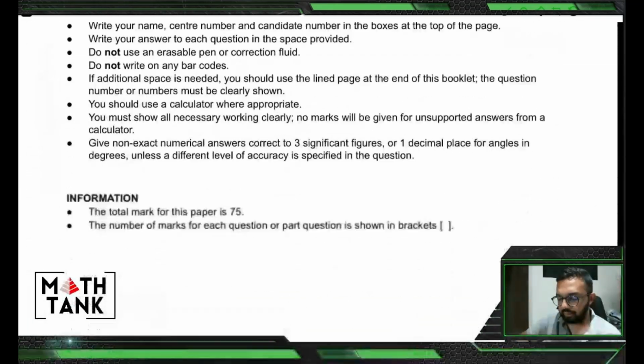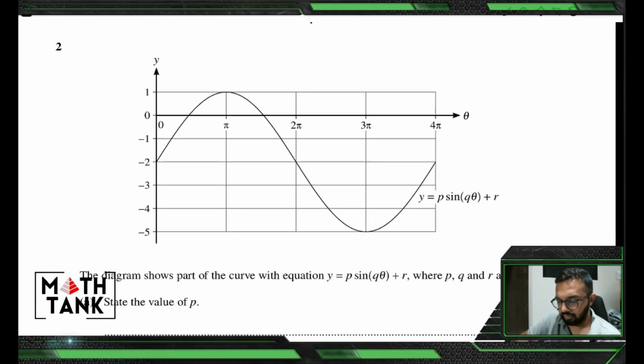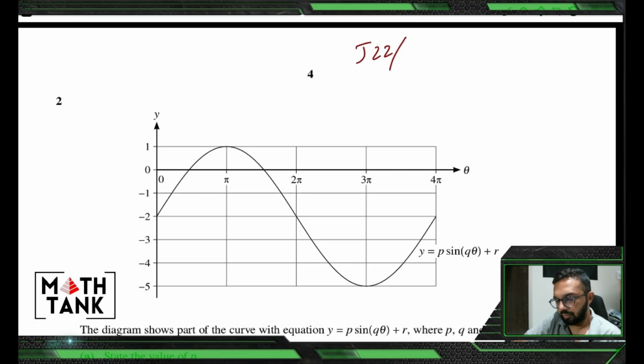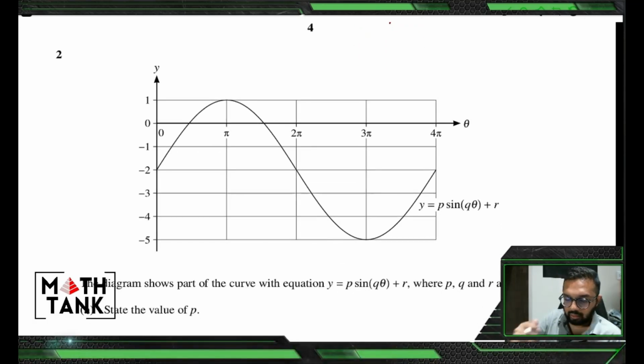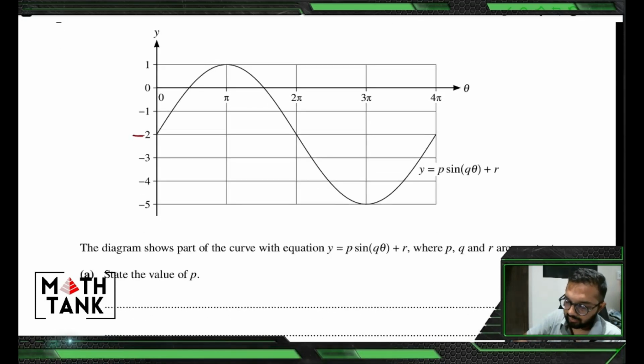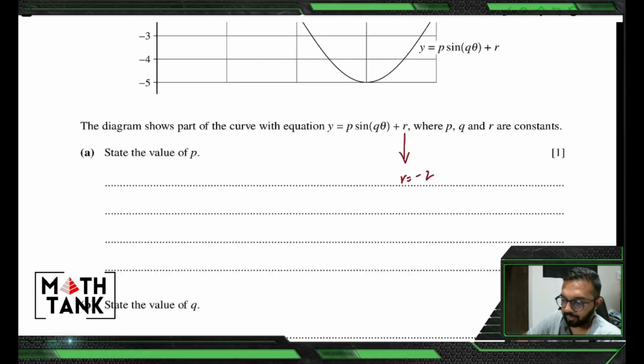Okay, moving on to the next question then. This is June 2213, and I have to find the values of P, Q, and R. The first thing that I can spot from here is my false axis. The false axis is at -2, therefore R should equal -2. So if I've asked you the value of R somewhere, that's -2.